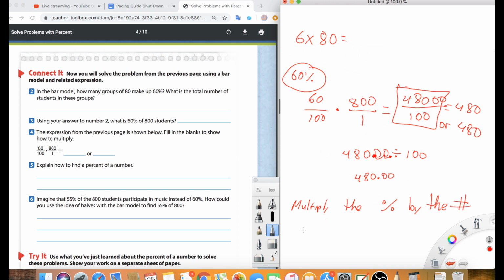So if it's 60% of 800, we would do 0.60, the percentage. I guess we multiply the decimal by the number. So the percentage turns into a decimal. So 60% times 800. And when we do this, we get 480.